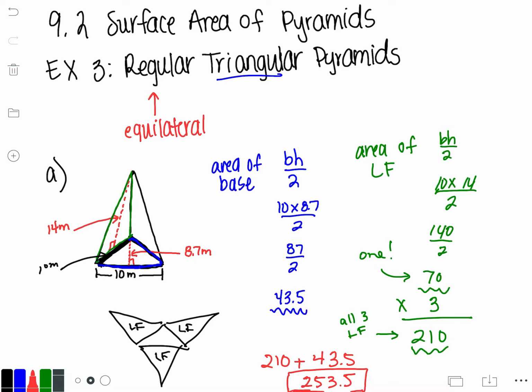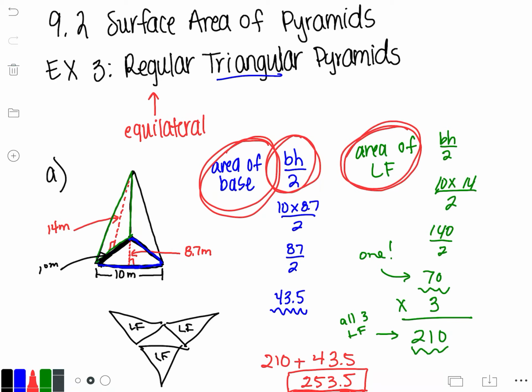Make sure you're paying close attention to the directions, because if they ask you to round, of course they need you to round. But the two problems you have today look just like that. Find the area of the base first using this formula. Then find the area of the lateral face second using the same formula. Because with triangular pyramids, all of your faces are triangles this time.